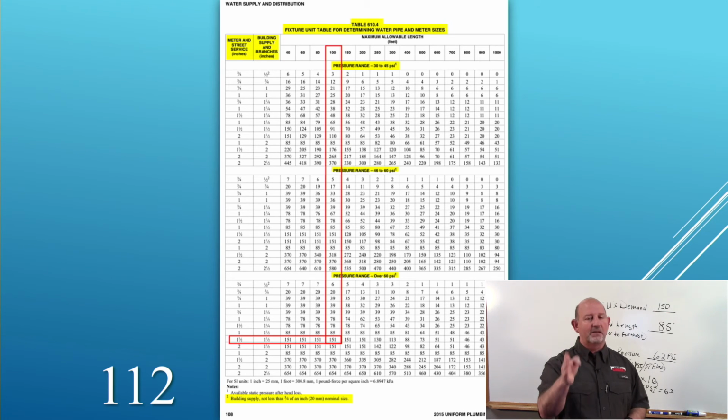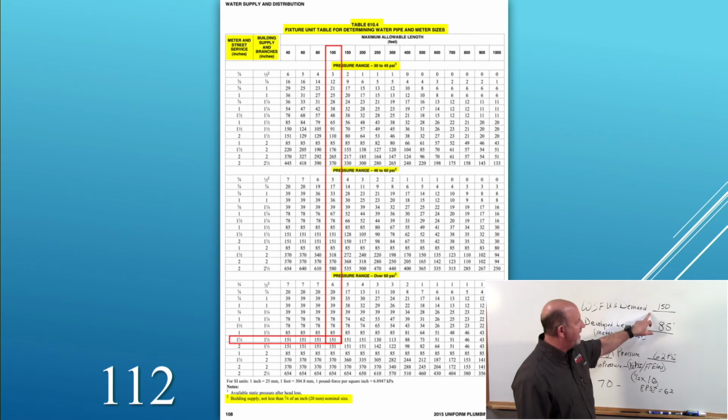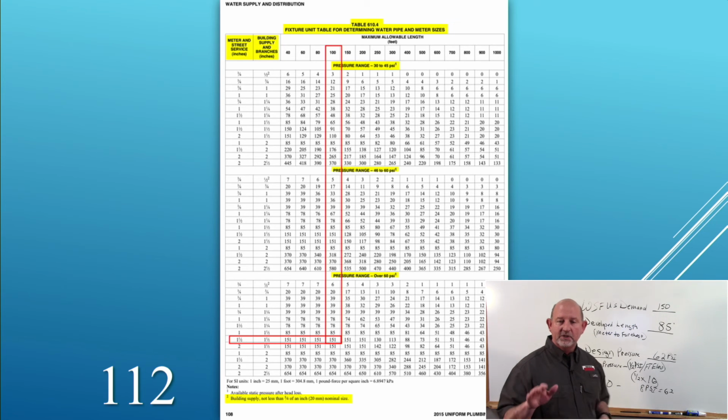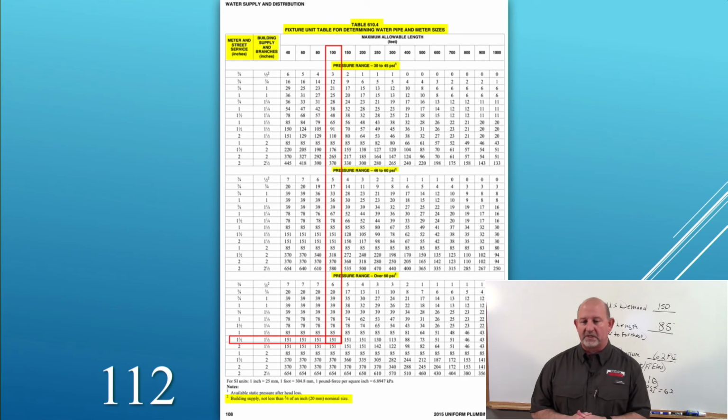Go down the 100 column to the bottom table. Those numbers in that column at the bottom table are the WSFU demands. So 6 WSFUs, 20, 39, 39, 39. Now notice that's different size meters. 78, 78, 85, and then 151. So my demand is 150. Do you agree that 151 is the first one that will carry it?